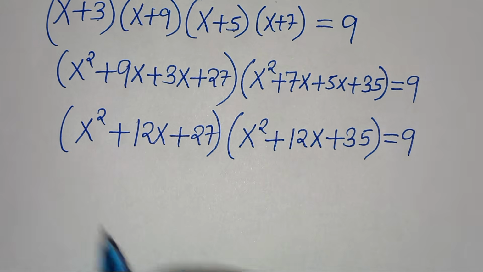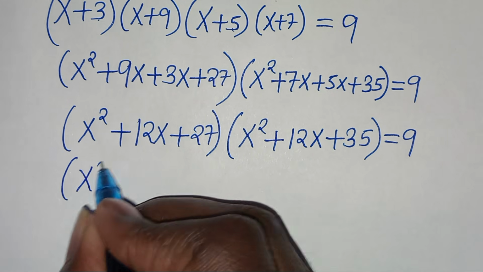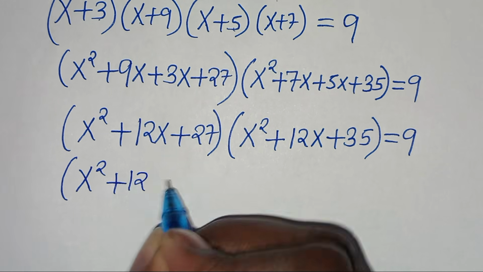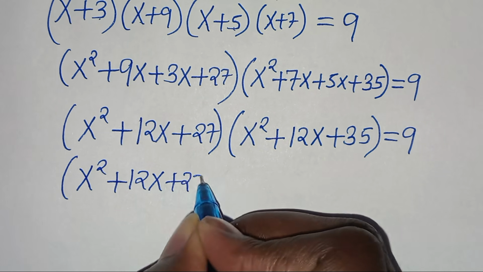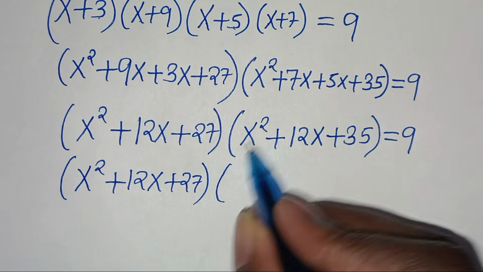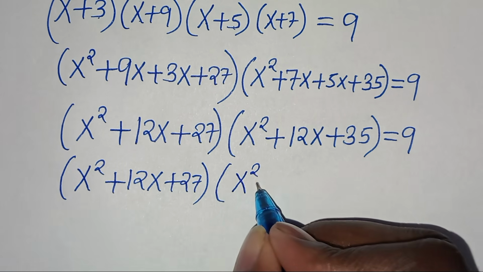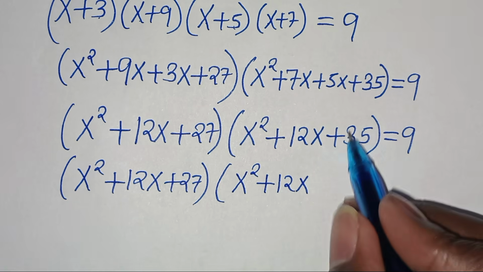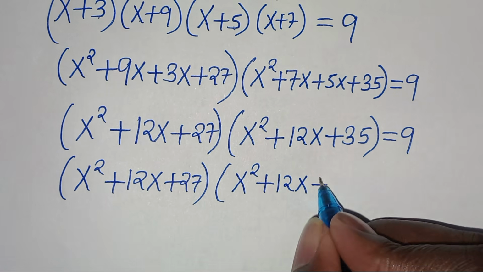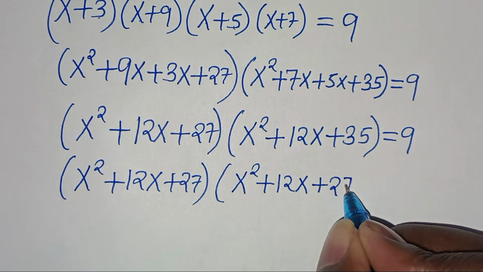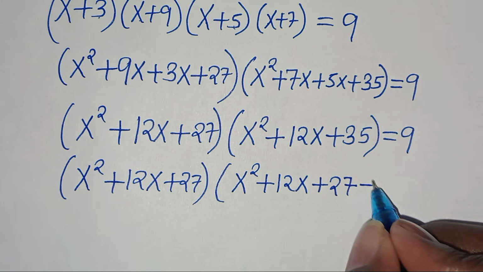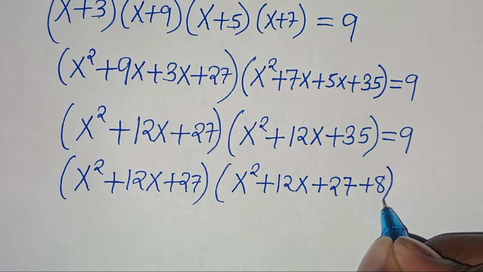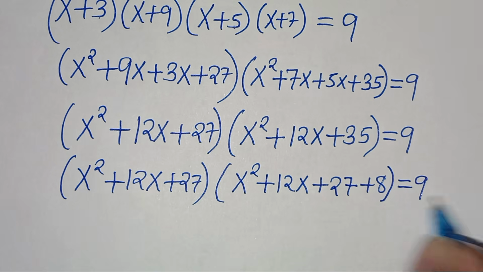Now, we can express this as (x to the power of 2 plus 12x plus 27) multiplying by (x to the power of 2 plus 12x, we can express that 5 as the same thing as plus 27, then plus 8). Close the parenthesis. This is equal to 9.